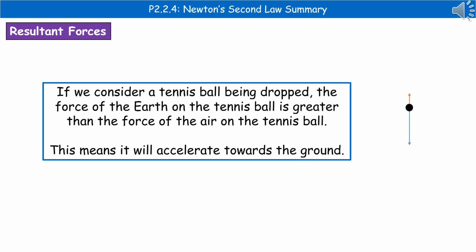If we consider the situation where we're going to drop a tennis ball, then what we have at that point is a greater force of the earth acting on the tennis ball than the force of the air acting on the tennis ball, as represented by the diagram on the right there. So you can see we have a bigger arrow pointing down than we do pointing up. So as a result of that, we have a resultant force which is going to be pulling the ball towards the earth, and therefore it will accelerate towards the ground.